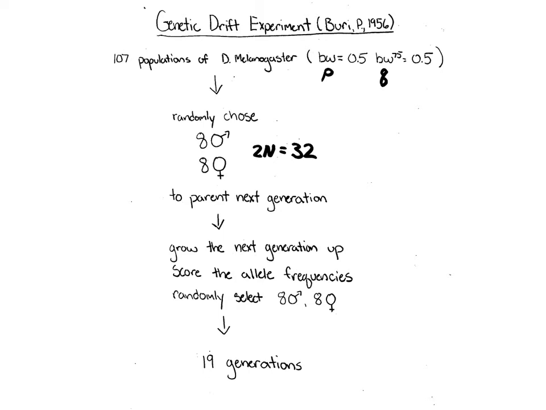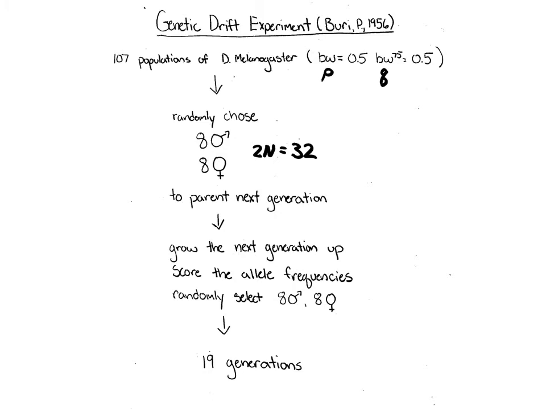and he was able to figure out the allele frequencies of these flies by a morphological property of eye color. And so he could distinguish between homozygous BW individuals, that's the allele, heterozygous individuals, BW75, and homozygous BW75 individuals. And so he could create populations that had a 50-50 frequency, 50% frequency for BW75 and BW. So he did that with 107 different populations.